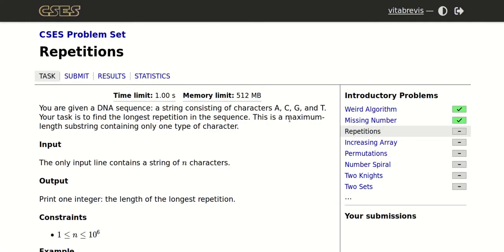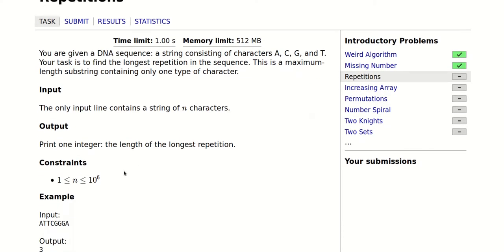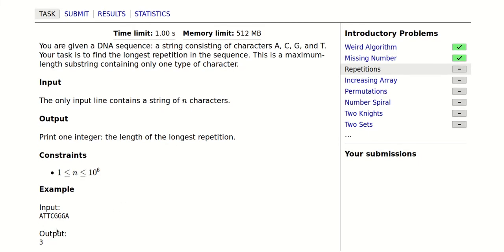Hello, today we will be discussing this third problem called repetitions. So basically we are given a string that can be up to 10 to the 6th characters long, and we need to find the maximum length substring containing only one type of characters. For example, here the answer is 3 because we have 3 G's that are contiguous. So how could we approach that? Let's find out in the drawing board.